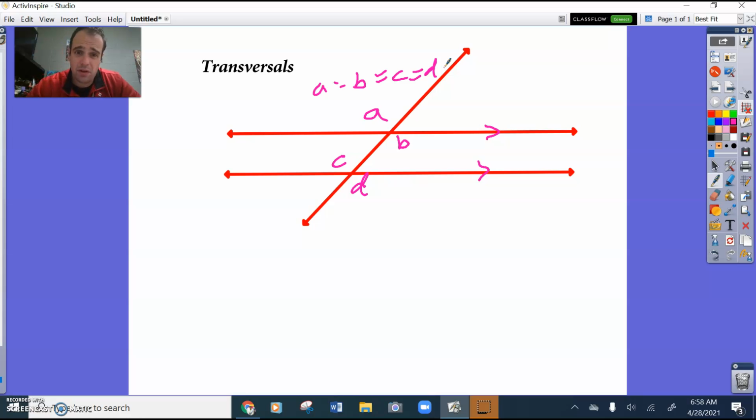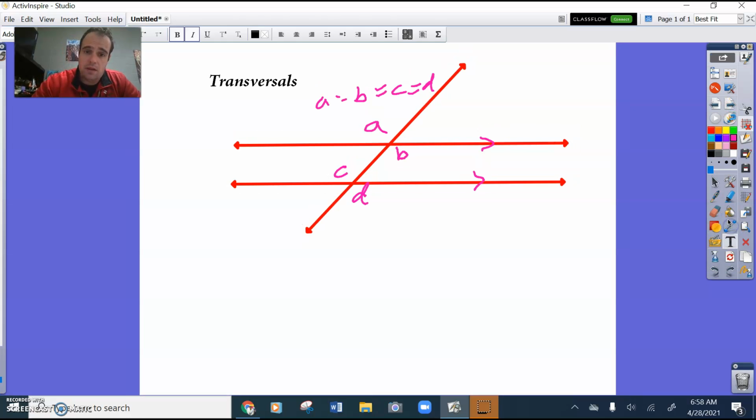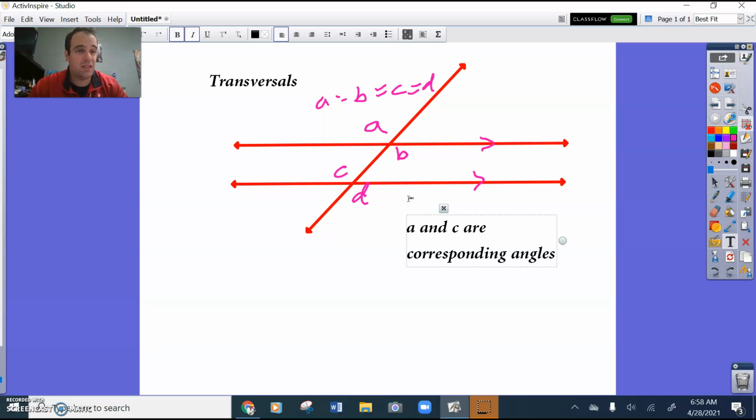A and B are also vertical angles, but the system of A and C are what are called corresponding angles, meaning they're in the same spot on two different locations. This is also true for B and D. Okay. Now, I'm going to go ahead and change colors.